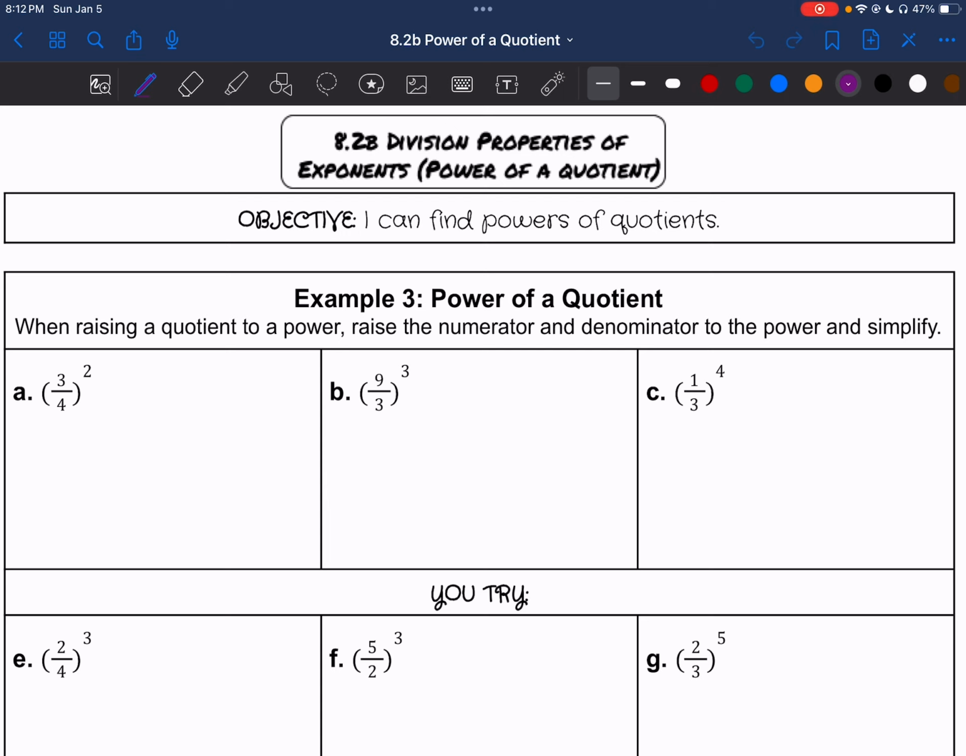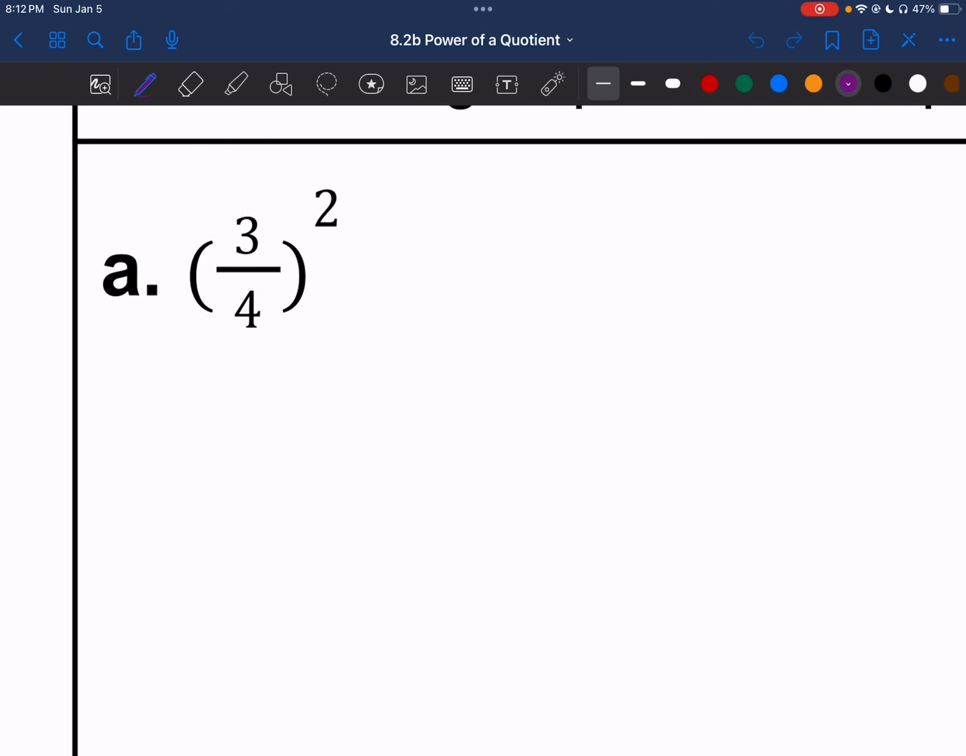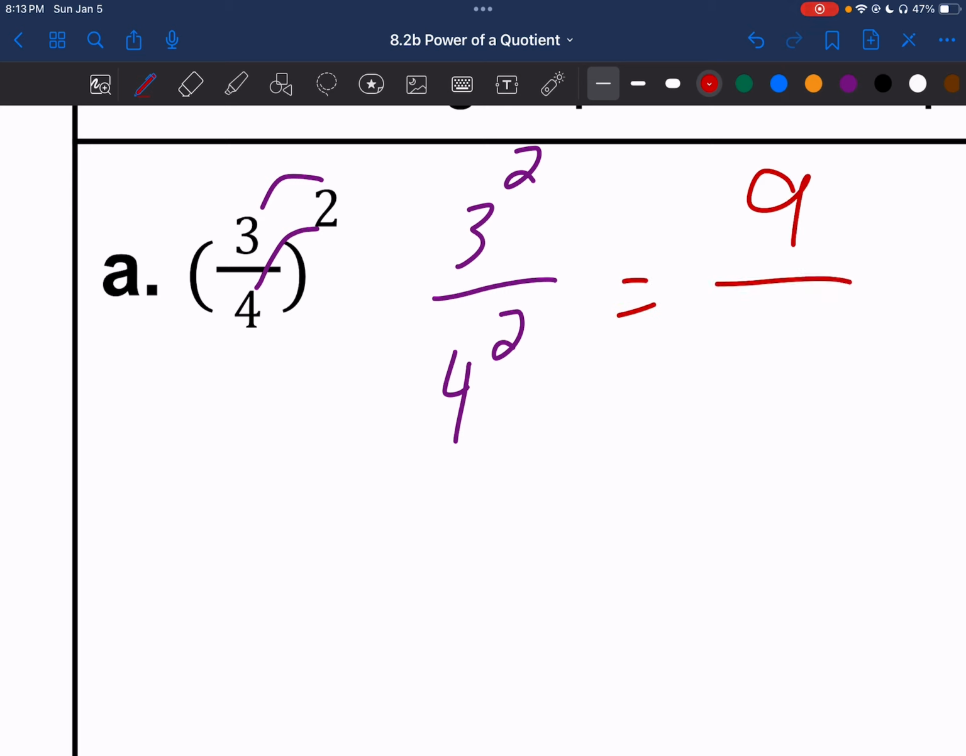Now, when the power rule applies to a quotient, or times when we have division, you are going to raise both the numerator and the denominator to the power, and then you are going to simplify. So if we look at letter A, we've got 3/4, the quantity to the second power. That is going to distribute to both the 3 and the 4. So you're going to have 3 to the second power over 4 to the second power. And then we're going to go ahead and simplify. 3 to the second power is 9. 4 to the second power is 16. And we're done.